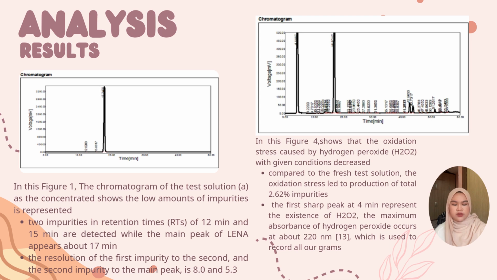In figure 1, the chromatogram of the test solution as concentrated shows the low amounts of impurities. Two impurities at retention times of 12 minutes and 50 minutes are detected, while the main peak of Lena appears at about 70 minutes. The resolution for the first impurity to the second and the second impurity to the main peak is 8.0 and 5.3. Figure 4 shows the oxidation stress caused by hydrogen peroxide, H2O2, with given conditions. Compared to the fresh test solution, the oxidation stress led to production of a total of 2.62% impurities. The first sharp peak at 4 minutes represents the existence of H2O2. The maximum absorbance of hydrogen peroxide occurs at about 220 nm, which is used to record all of our chromatograms.